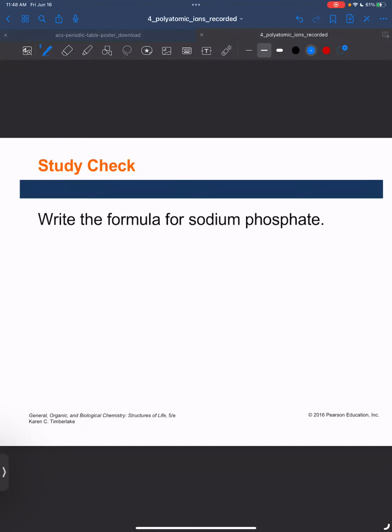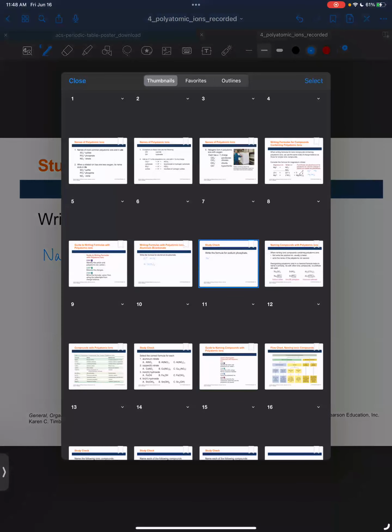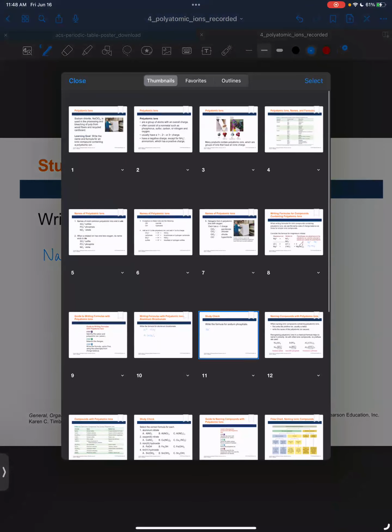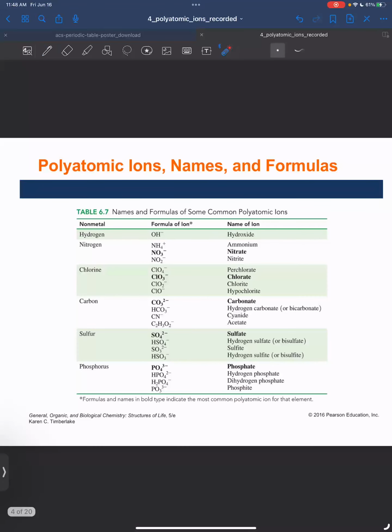All right, let's write the formula for sodium phosphate. So sodium is the cation, and that's on the periodic table as Na in group 1, so that's a +1 cation there. Phosphate, not on the periodic table, must be a polyatomic ion. So we find the table here. We look for phosphate, PO4 3-.